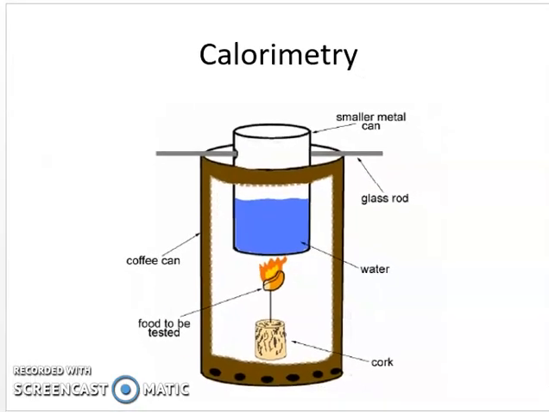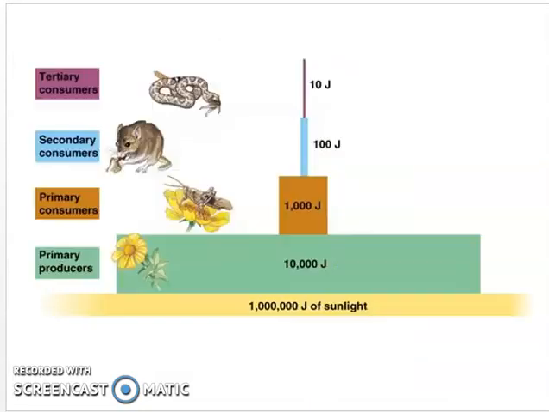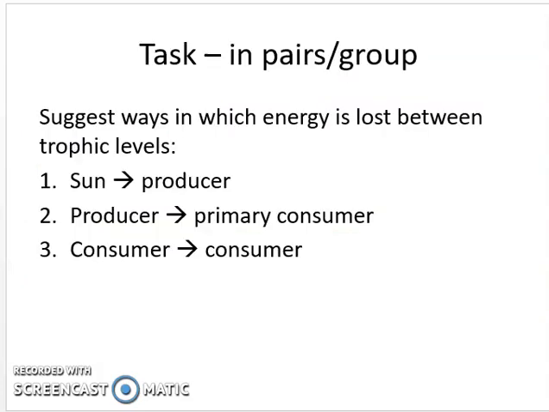Using calorimetry, we can therefore figure out how much energy is available at each of these different trophic levels. And as you can see, the amount of energy available decreases. Before we run out of time, you get 15 minutes on these things, and I'll do a second video in a minute. Have a think about this: suggest ways in which energy is lost between trophic levels at all these different points. The video is going to stop, have a think about it, but you can go straight on to video 2 and I'll carry on talking about those bits. Okay, bye.